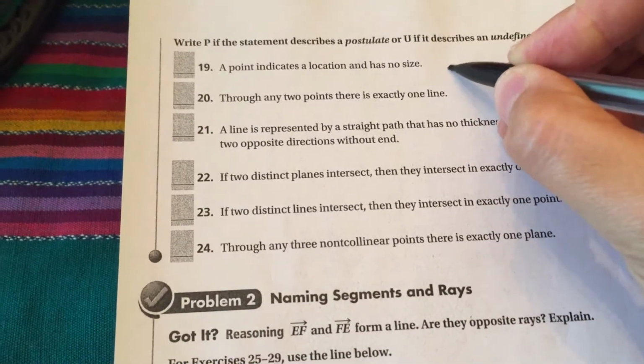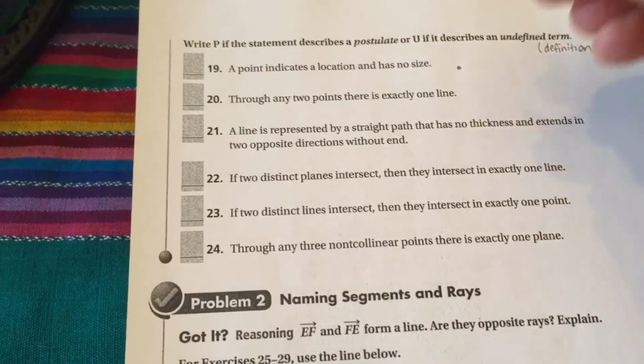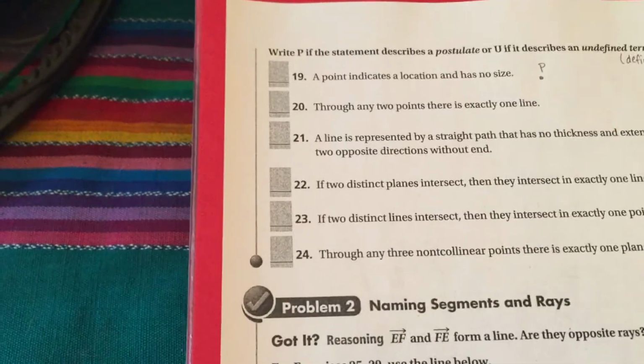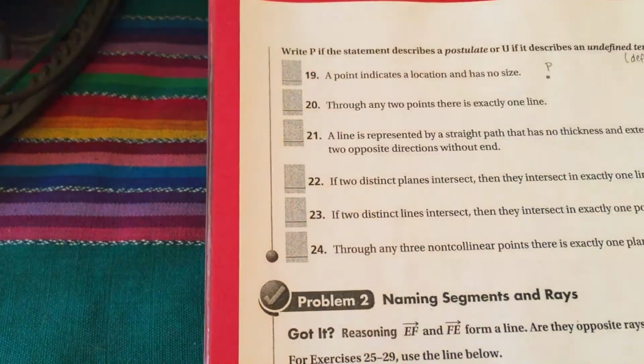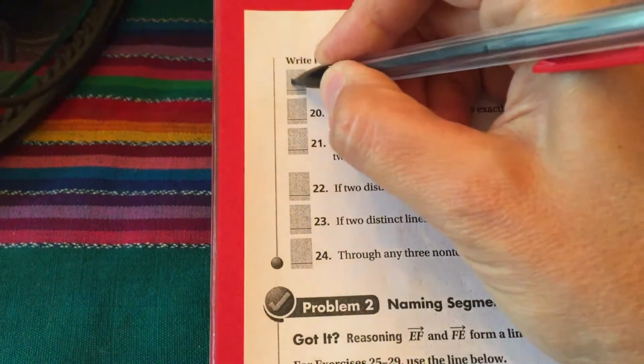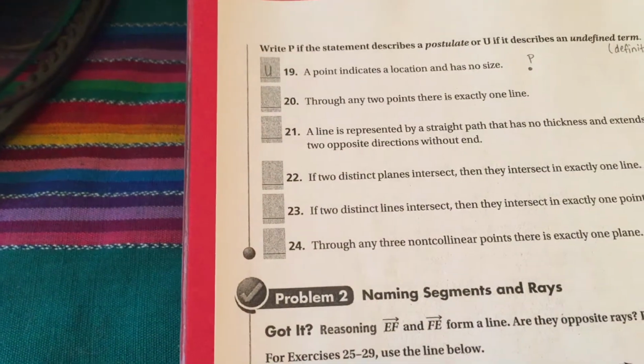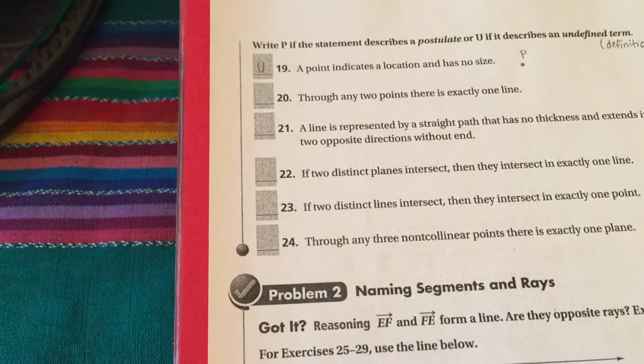That's exactly how we represent a point, by a dot and then a capital letter. So a point indicates a location and has no size. That's truly just a definition of what a point is. So we're going to put U, undefined term.